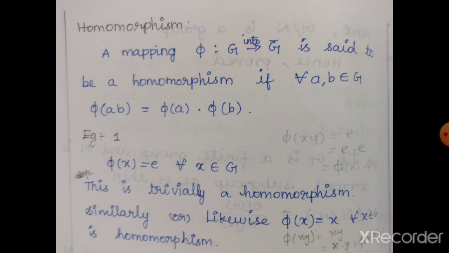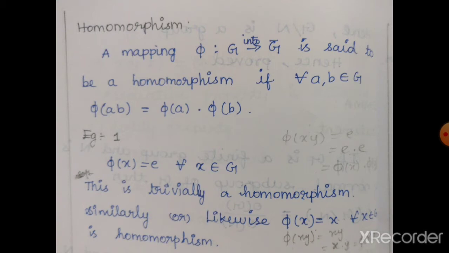The first example is phi of x is equal to E for every x belongs to G. Here this is the definition: whatever element belongs to G, phi of that element is always E. So we have to show whether this is a homomorphism or not. This is trivially a homomorphism since phi of xy is equal to E. By our definition, phi of x is equal to E means phi of xy is also E. So E can be written as E into E. For the first E we write phi of x, for the second E we write phi of y. So phi of xy is equal to phi of x into phi of y, which means this phi is a homomorphism.